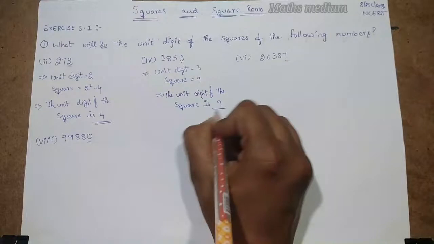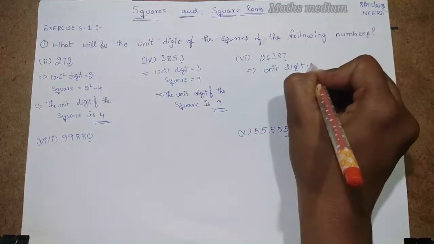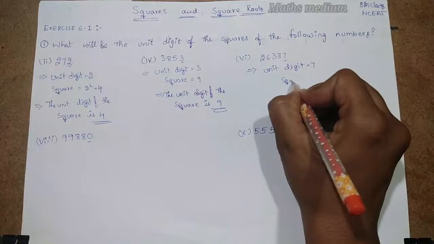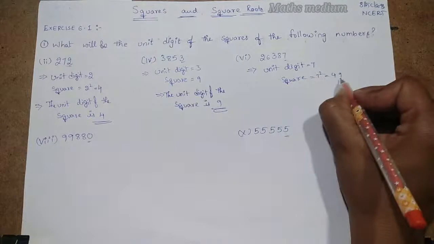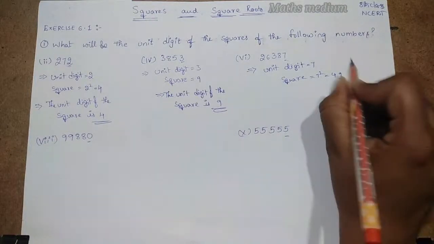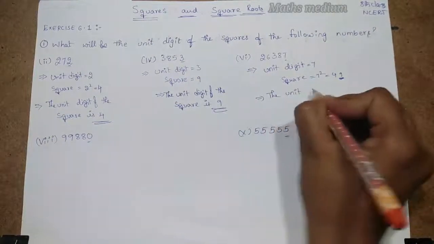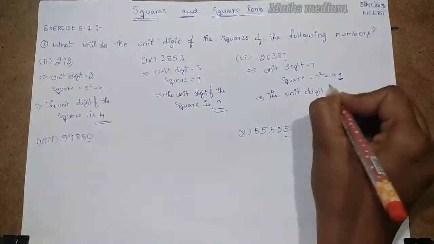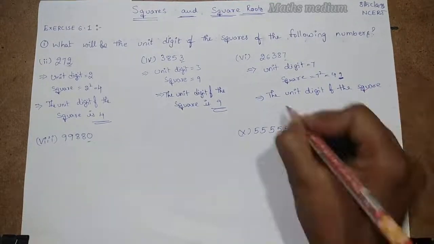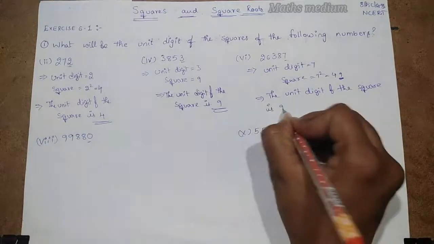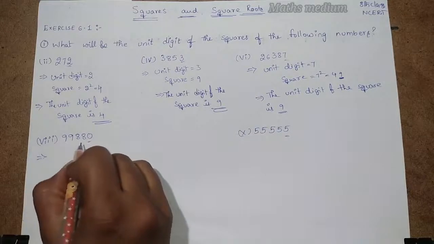Next, coming to here, unit digit we have 7. Square, it means 7 square, 49. Here, in this case, we have to represent 9 as its unit digit. So, the unit digit of the square is 9 again. Next, here also 99,880.